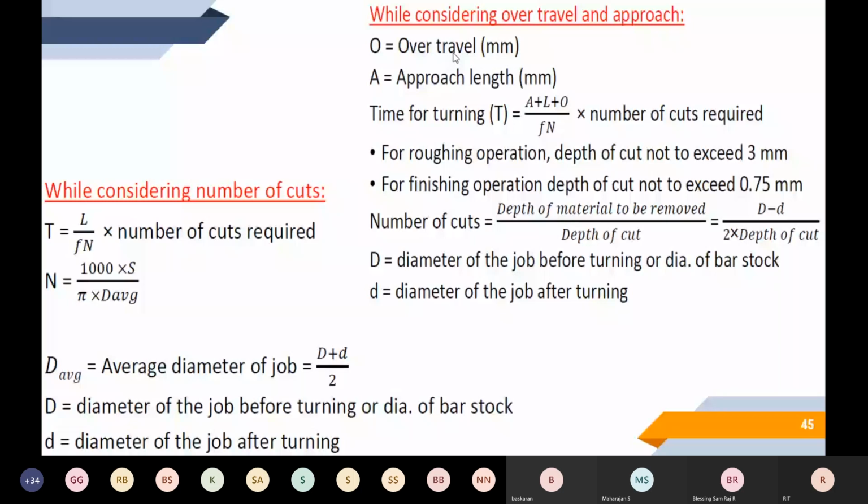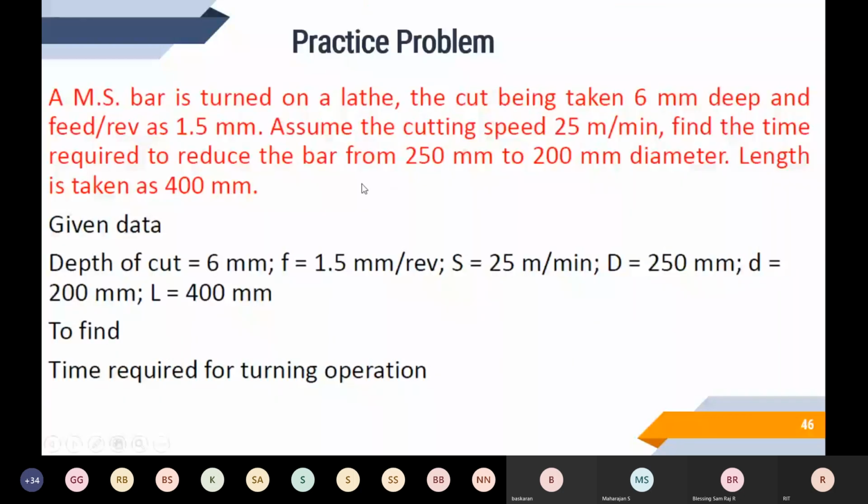So the time for turning T is equal to, additionally, we have to add the over travel and approach length to this formula: (L plus approach plus over travel) divided by f N, into the number of cuts required. That's all. So these are the two important formulas. When we know these formulas, we can approach the machining time calculations and material removal rate, as well as some of the input parameters of the machine. I mentioned one practice problem, but due to time limits I want to skip this. Later on, we will discuss it in the next sessions.